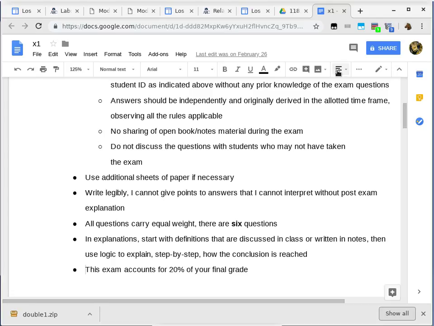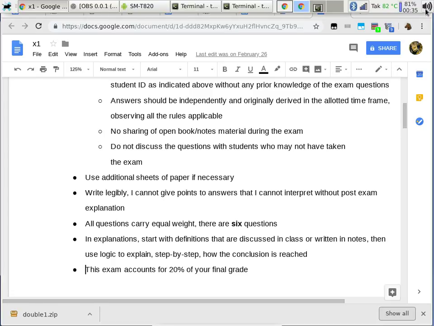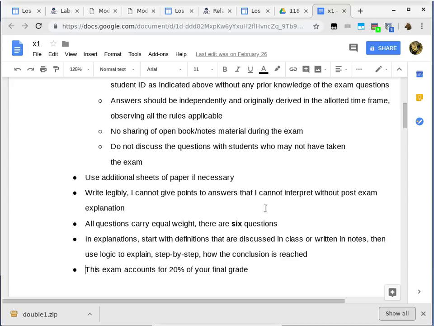Write legibly because I cannot give any points to answers that I cannot interpret without post-exam examination. So that means if someone gives me an answer that looks like this, and then after the exam they say, this really means not reflexive and anti-symmetric, I'm sorry, I cannot really take that as the answer.